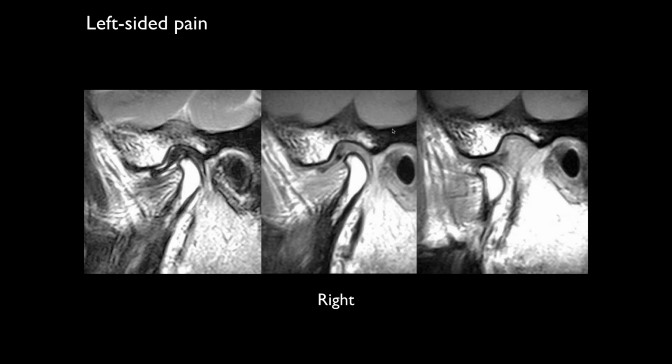The position of the disc here is a little bit anterior, so it's really a borderline position in the closed mouth position. So I would just describe it as the disc being slightly anteriorly displaced in the closed mouth position, but there is normal positioning of the disc in the open mouth position. But this was the asymptomatic side.